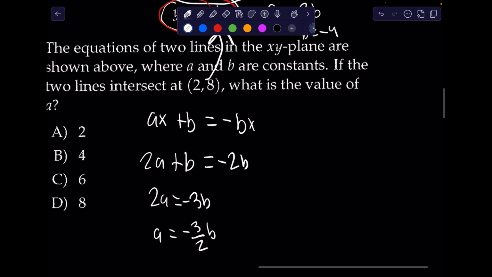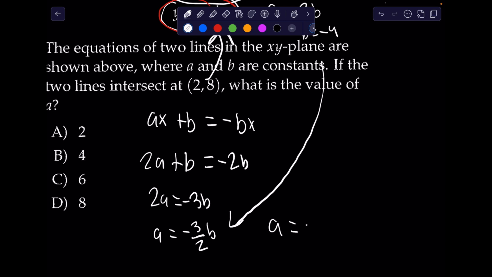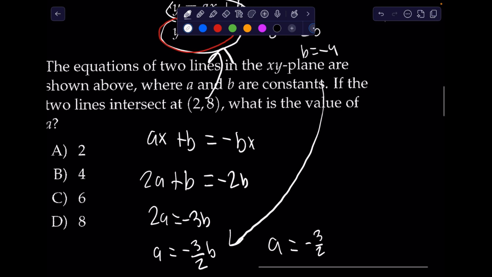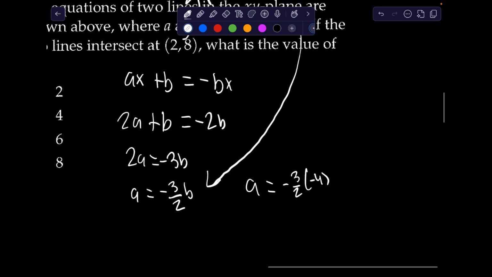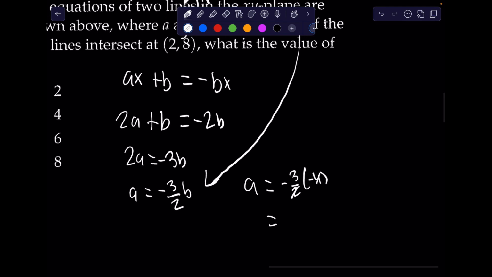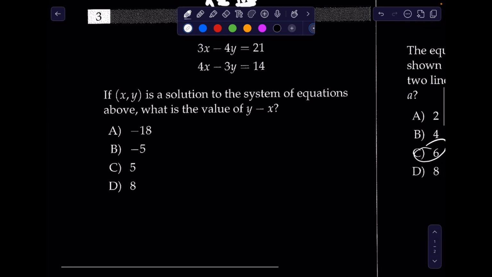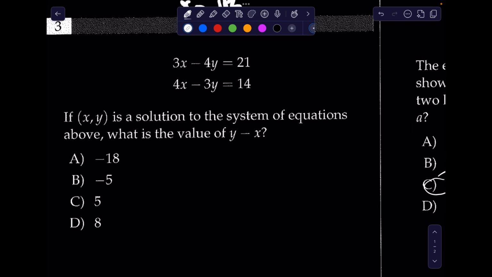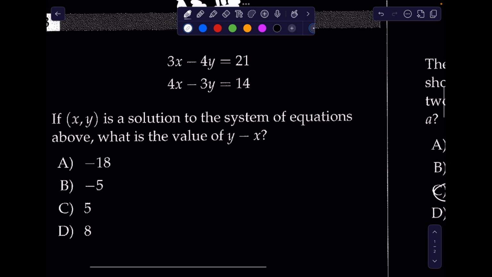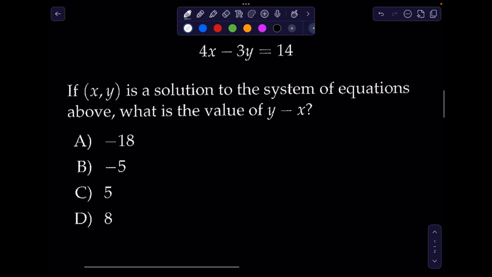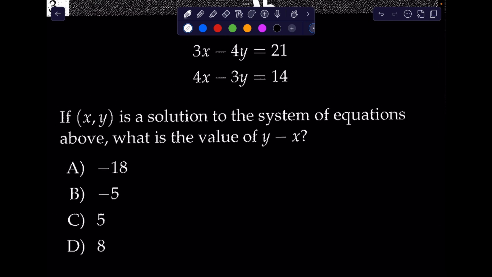So then we plug in our b to this right there, and a equals negative 3 over 2 times negative 4, and that equals, cross this out and make this a 2, 6, because a negative and negative equals a positive. The answer is right here. And now, lastly, we're on to this one right here. For this one, we should use elimination because we don't want to deal with fractions in the substitution.